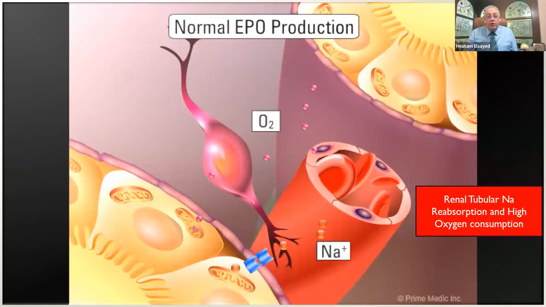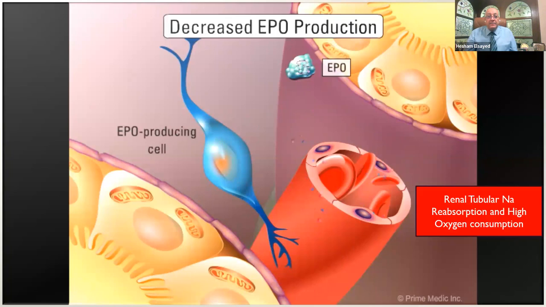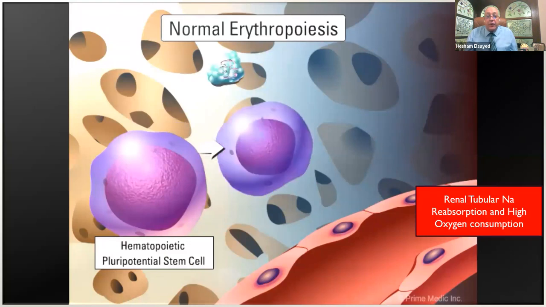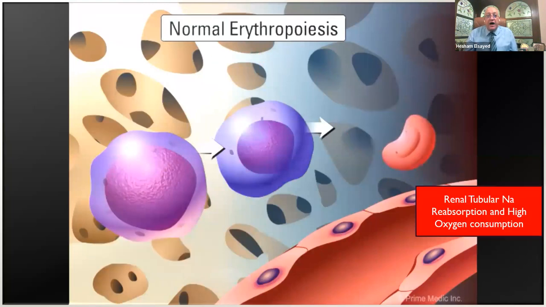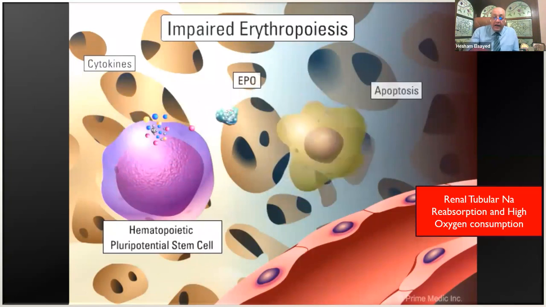The mechanism of EPO production is related directly to sodium reabsorption in the renal tubules, which consumes 90% of the oxygen delivered to the kidney. Whenever there is low hemoglobin and hypoxemia, it stimulates the EPO-producing cells. However, in some cases of inflammation, the inflammatory cytokines act in two directions. Number one, reducing erythropoietin production. Number two, a huge suppressive effect on the bone marrow and iron delivery. So in patients with septicemia, bacteremia, or inflammatory reaction, we have a bidirectional inhibitory effect on the bone marrow and on EPO production from the kidney.